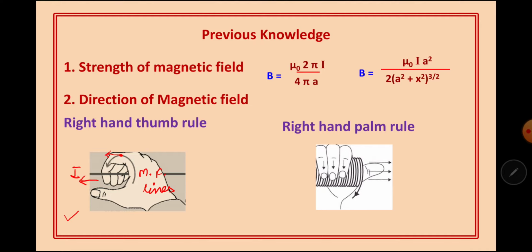Here it is the reverse. Here your fingers are in the direction of current. So this is the direction of current. So current will be represented by the curl of fingers of the right hand. In that case, the direction of thumb will give you the direction of magnetic field.